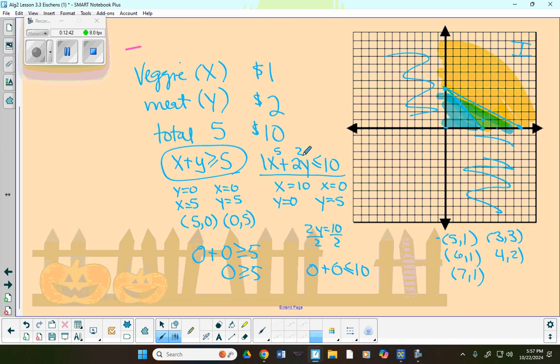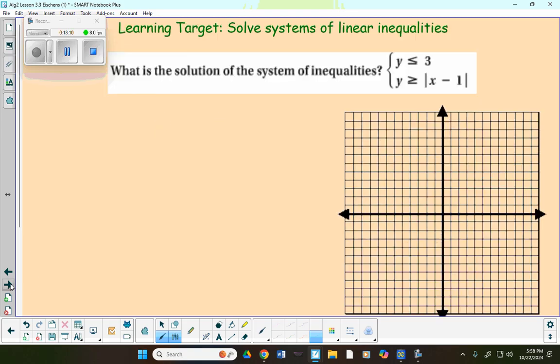Let's say you go with 3 and 3. This would be $3 here. 3 times 2 is 6, that could be $9. Let's say you go with 4 and 2. That would be 4, plus 2 times 2 is 4. That would give you $8. So all of these values, everything in the shaded region right here, that works for that problem that we have.